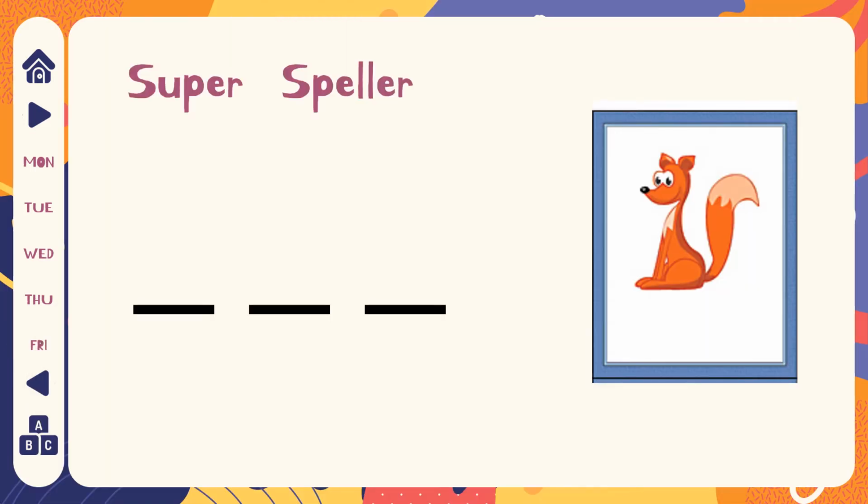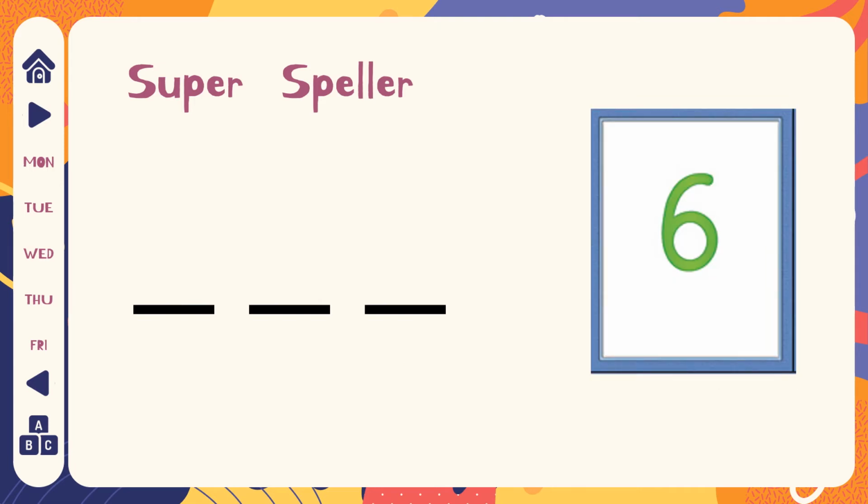Now my super spellers, are you ready to write any word? Yes, sure. So look at the picture here. We have a picture of a fox. So we have 3 sounds here. Fox, fox. So we start with f, o, x, fox. Well done. Excellent, grade 1.